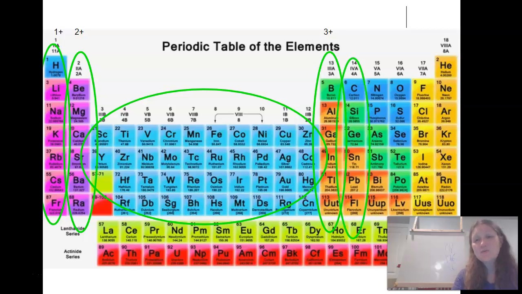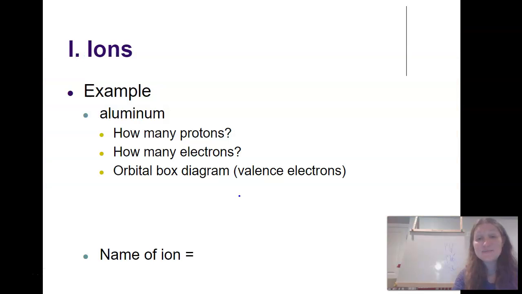Now this last group, the carbon group, is going to form 4 plus ions. Okay, the carbon group can also do something else if they really need to. So we see that this is the beginning of our pattern. Okay, 1 plus, 2 plus, 3 plus, 4 plus. Okay, these are elements that are all going to lose valence electrons.